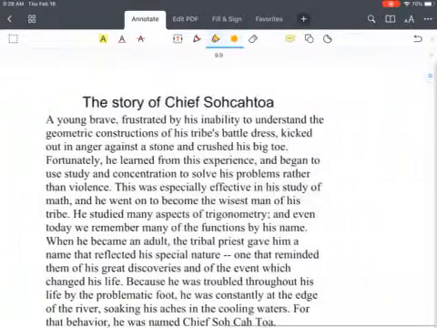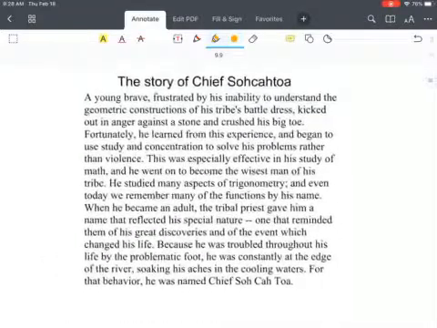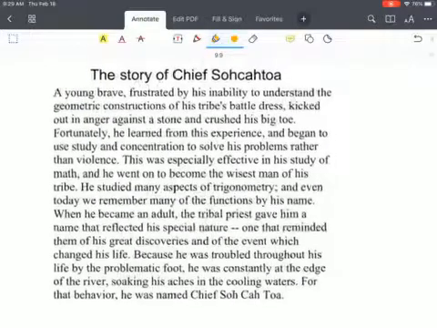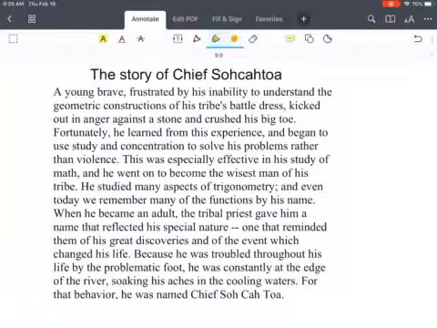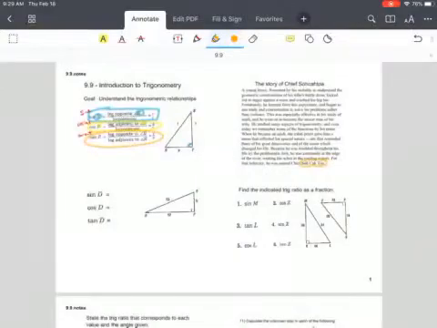And there is a story about Mr. Chief Sokotoa that helps to remember, so you guys can go ahead and read this. Take a moment to pause it and read it. But it ends with, for that behavior, he was named Chief Sokotoa. And if we remember Sokotoa, this will be how we will remember all of our trig functions and ratios.